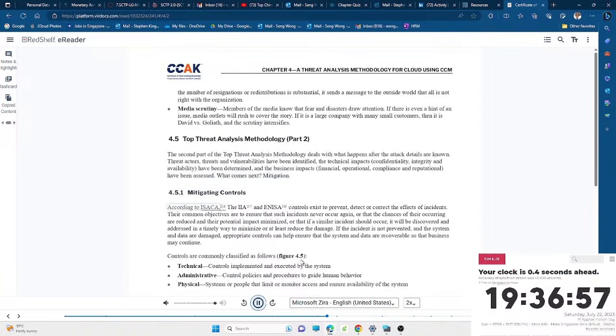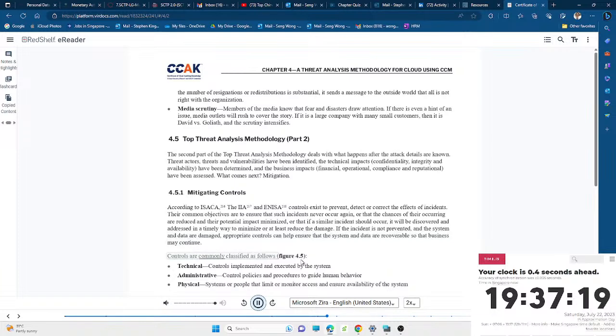According to ISACA, the IIA and NISA, controls exist to prevent, detect, or correct the effects of incidents. Their common objectives are to ensure that such incidents never occur again, or that the chances of their occurring are reduced and their potential impact minimized, or that if a similar incident should occur, it will be discovered and addressed in a timely way to minimize or at least reduce the damage. If the incident is not prevented, and the system and data are damaged, appropriate controls can help ensure that the system and data are recoverable so that business may continue.